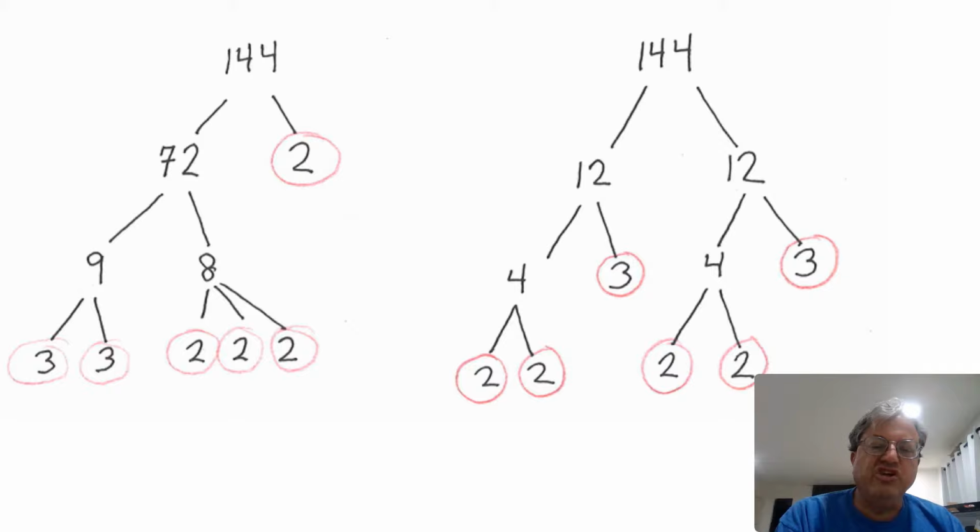And then you could do it another way. Here's another way to factor 144. 12 times 12 on the right. 12 is 4 times 3. You can do that twice. 3 is prime, 4 isn't, so you have to factor 4. 4 is 2 times 2.